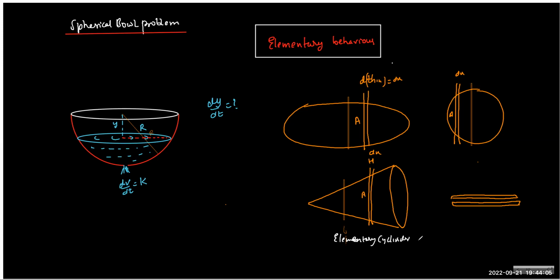And the thickness is dx. Dx means it is something which you cannot imagine. It is so thin. Understood? So what is the volume of a cylinder? We all know.